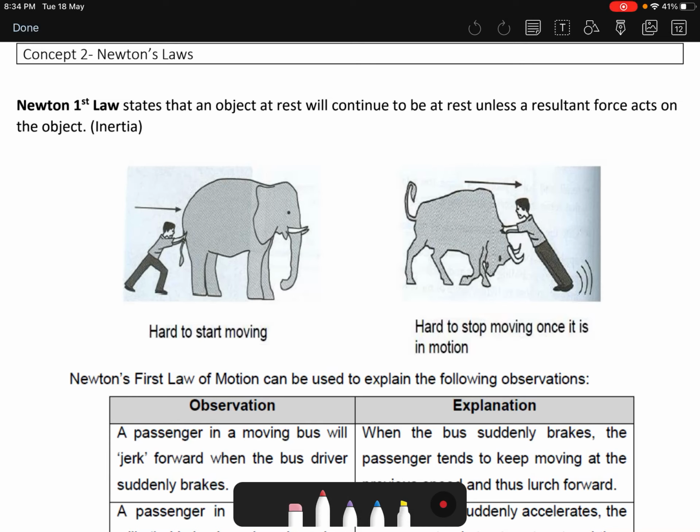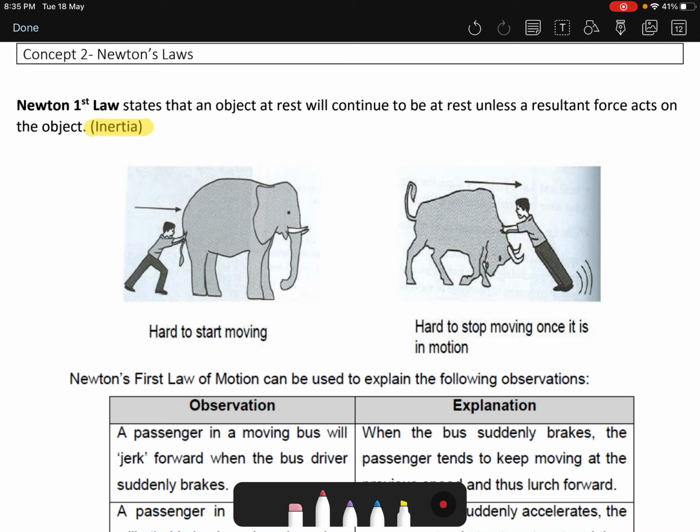Next, we'll move on to Newton's three laws. We need to understand what the three laws are. Newton's first law states that an object at rest will continue to be at rest unless a resultant force acts on the object. Long story short, Newton's first law is inertia.